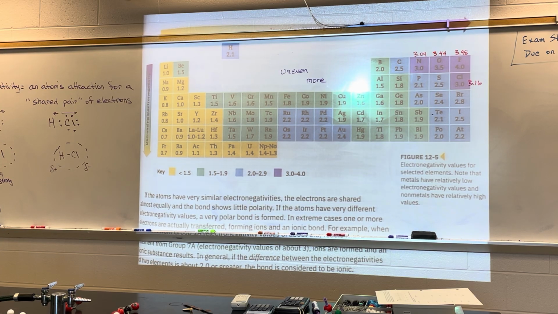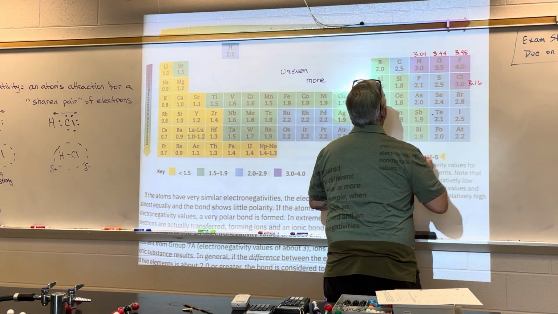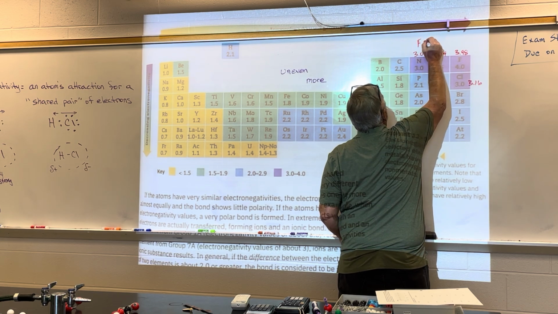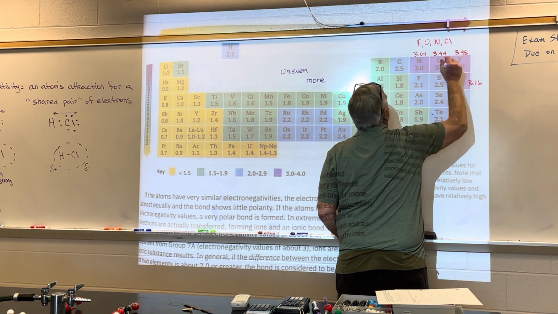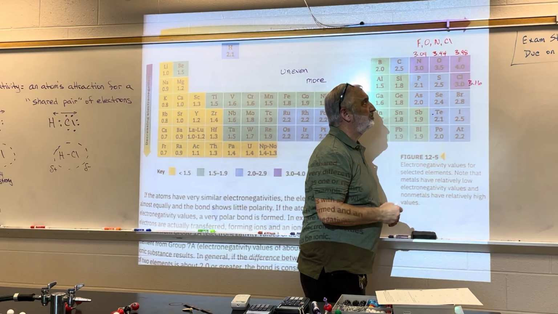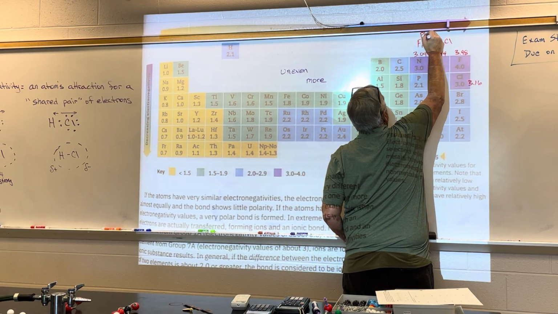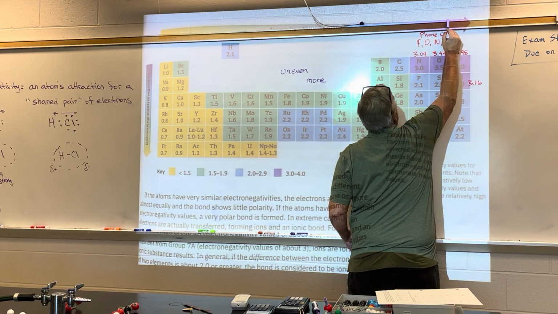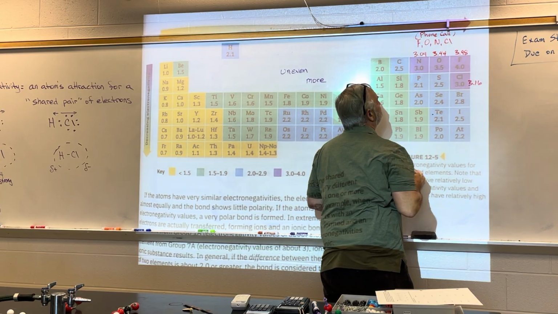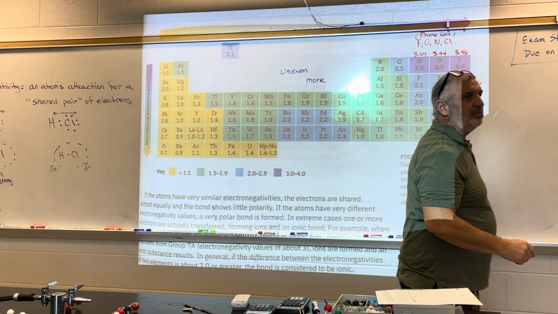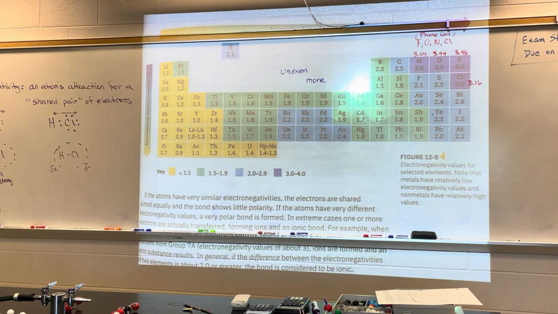Notice that the top 4 are the most electronegative, meaning that they have the greatest attraction for a shared pair of electrons. We're going to remember that with an acronym, and we're just going to remember phone call. F-O-N-C-O. Phone call. It's a way of remembering that those are my 4 most electronegative elements.